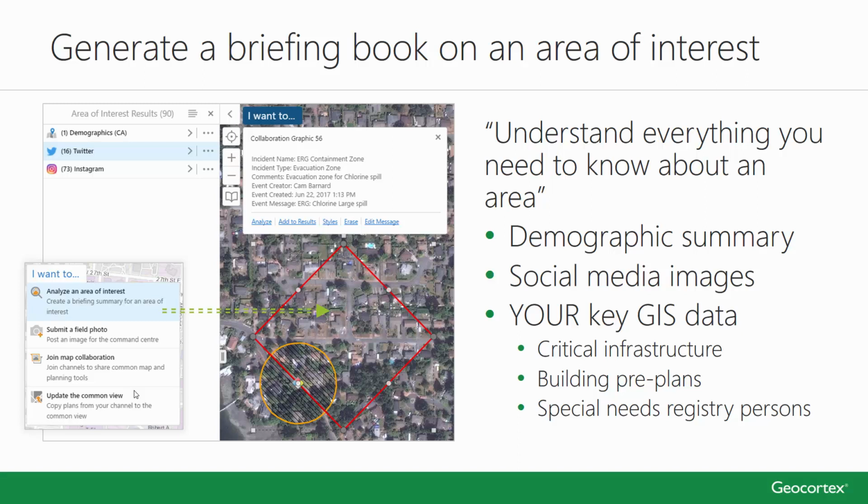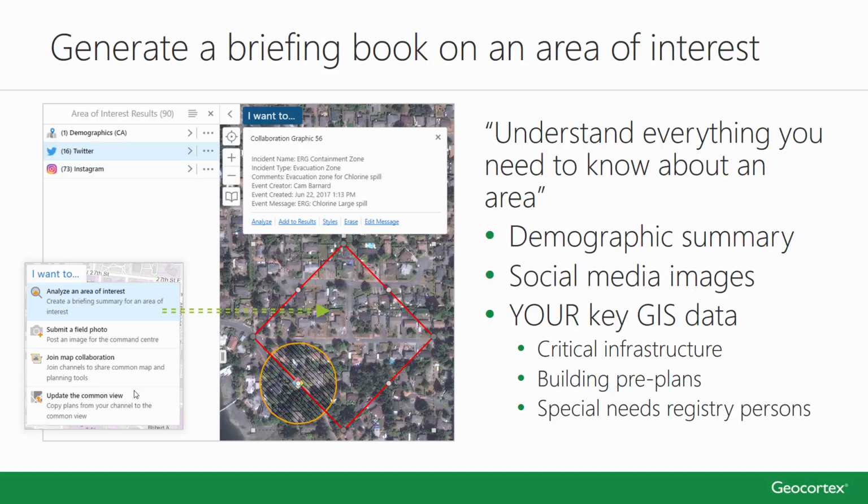Or building pre-plans, often with fire departments in particular, they will create building pre-plans for key buildings showing ingress and egress, gas shutoff valves, hazardous chemical storage, all the things that the people on the ground really need to know. They'll pre-create that in a PDF map, attach it to a point, and then that becomes one more thing in the briefing book, and they just pop up in that area.